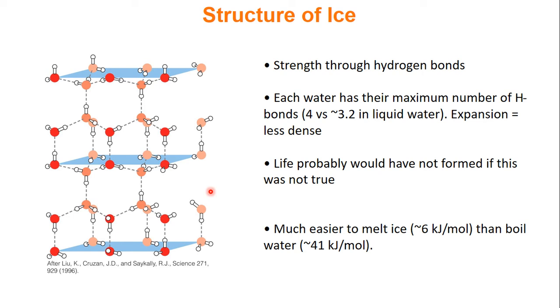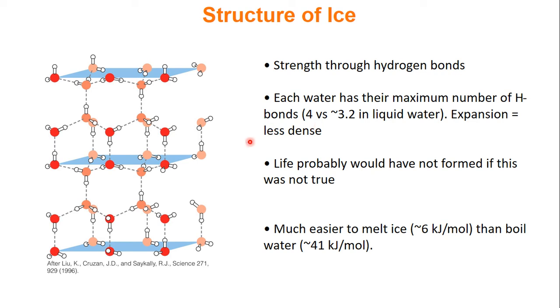When ice forms, you have these 4 hydrogen bonds, and in water you roughly have 3.2 hydrogen bonds. What that means is that some water molecules have 3 and some water molecules have 4 hydrogen bonds. Since ice has the maximum number of hydrogen bonds, the water molecules actually spread out. Since these water molecules spread out in ice compared to liquid, ice is less dense than water, and ice will float. This is extremely important for life on Earth since we have big water oceans.